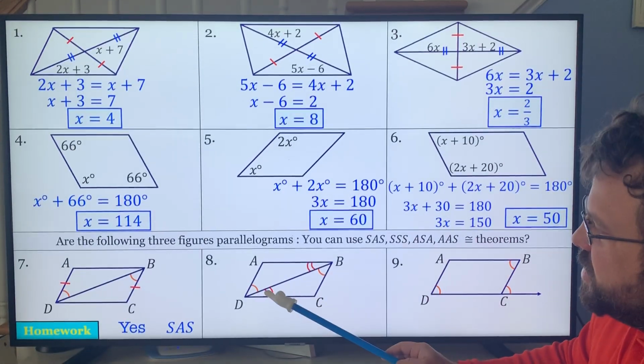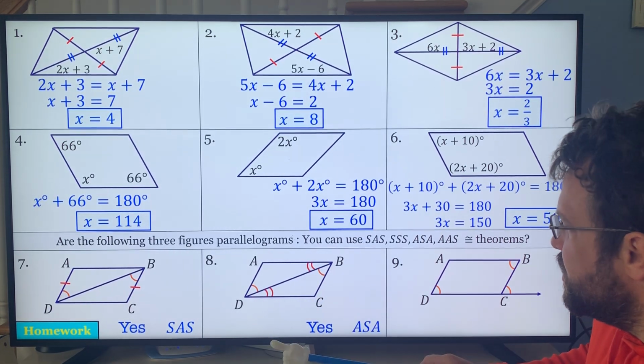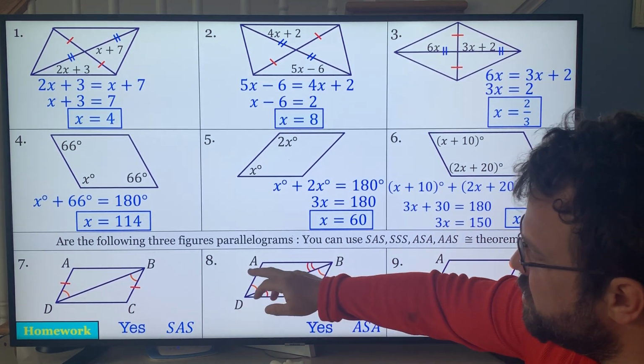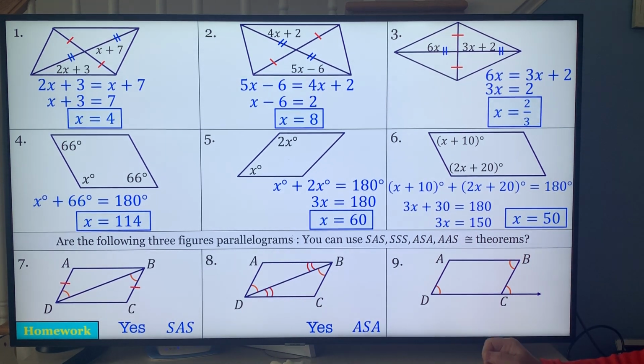All right, right here, because if these two triangles are congruent, everything's congruent. We got angle, angle, angle. Or we have angle, side, angle. So yes, it is congruent. ASA. So as soon as these two triangles are congruent, it means these two are congruent and these two are congruent. All right, and since they're congruent, opposite sides, you have a parallelogram.